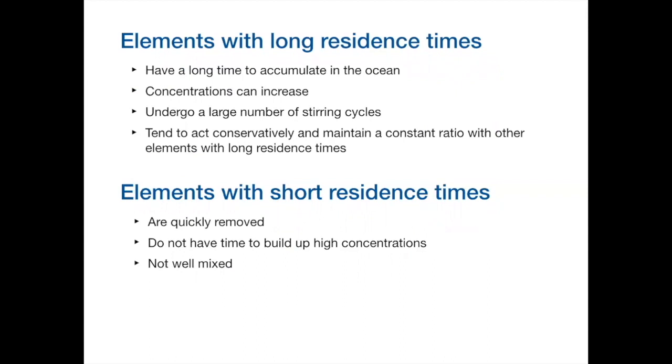Elements with long residence times, the 6 major ions, have a long time to accumulate in the ocean, so this is why their concentrations can be larger than we saw the rivers have. They undergo a large number of stirring cycles, so they'll be uniformly distributed, and they are conservative, and they maintain a ratio with the other long residence time elements. So this is why the 6 major ions always have the same ratio regardless of the salinity.